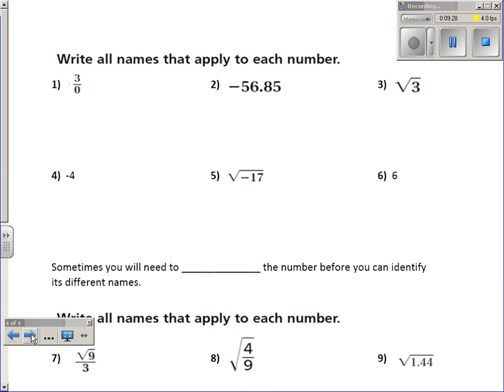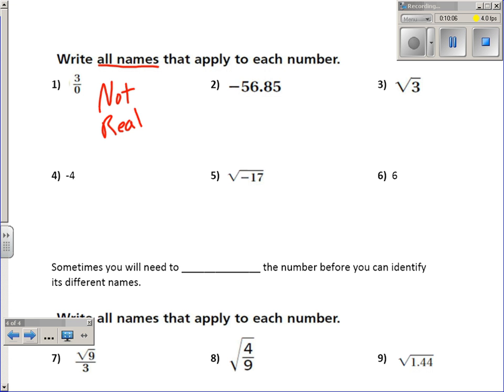Now what we're going to do is we're going to have to name each number. So this, if you remember from our front page, is the sort of number that isn't real. It's not real because we cannot break up 3 into a situation where there's nothing. There's always going to be an amount there. If a number is not real, that's all it is. It's just not real. So what we're doing here is we're saying all the names that apply. The only name that applies to this number, 3 divided by 0, is not real.